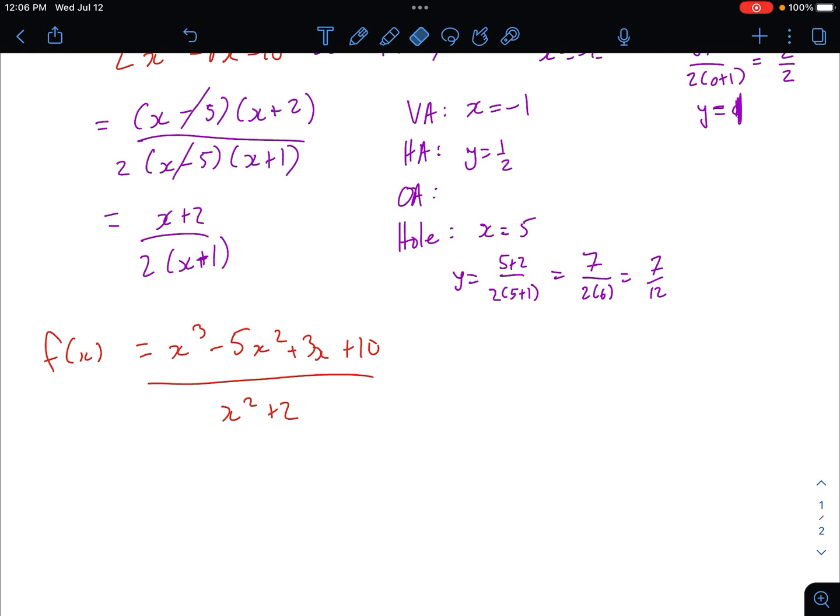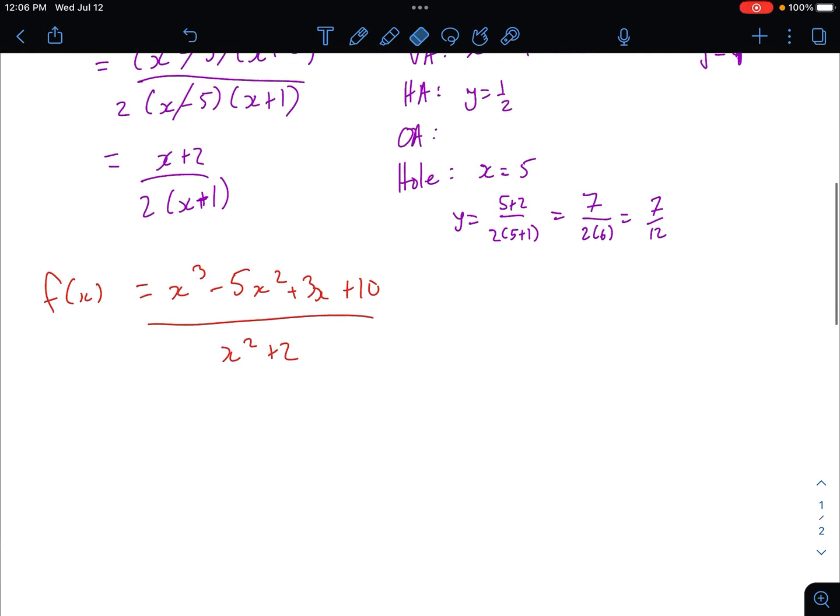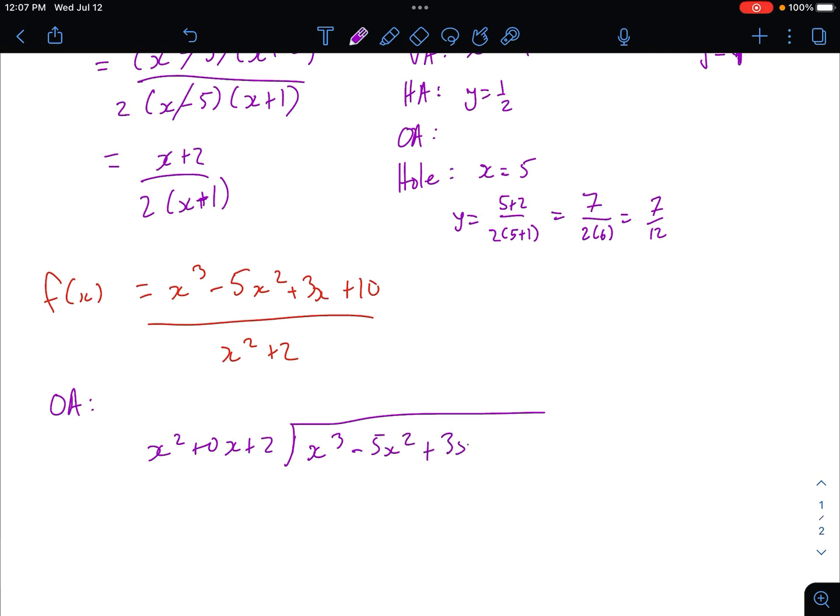And the last thing, when we have this type of scenario where the numerator is bigger than the denominator, we have to do our long division to figure out where the oblique asymptote is. So this would have an oblique asymptote, and what we would do is x squared plus 0x plus 2, putting in our placeholders. And when we divide it here, we have x cubed minus 5x squared plus 3x plus 10. Well, this is with an x here to make that work out, so plus 0x squared plus 2x.